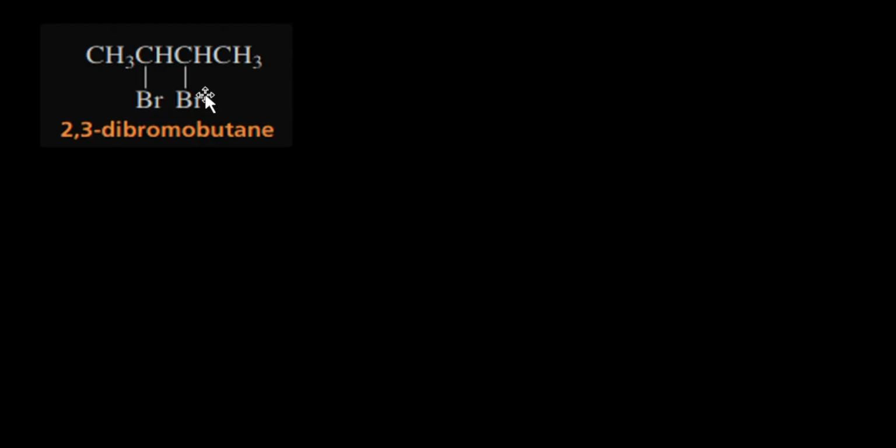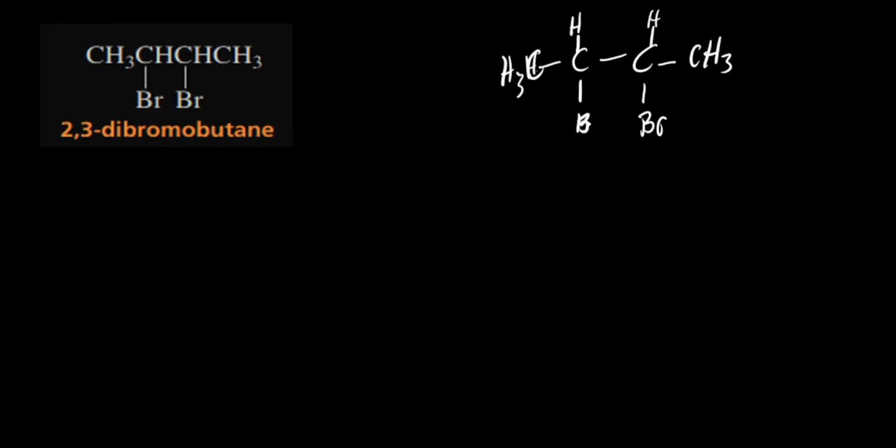Now this is the compound we'll be considering for the study of meso compounds in this video. We have 2,3-dibromobutane. Here we have the methyl group, we have bromine, we have here hydrogen, we have here another methyl group, and we have here another bromine.